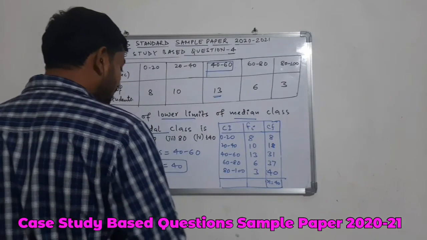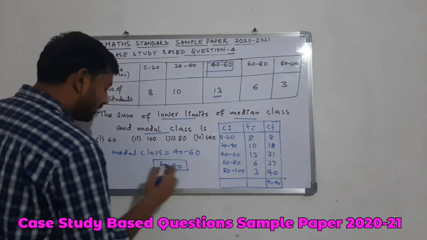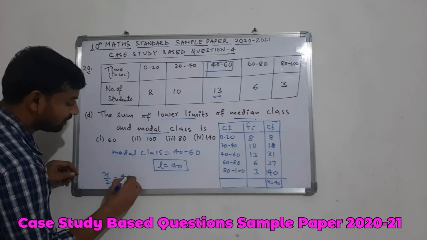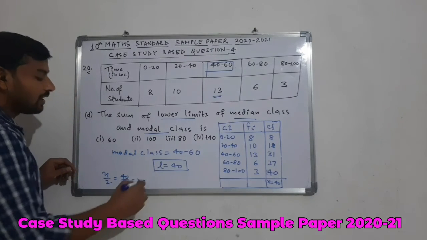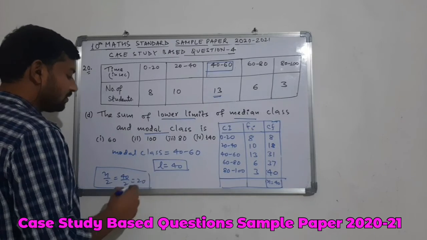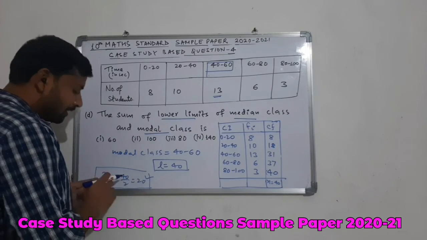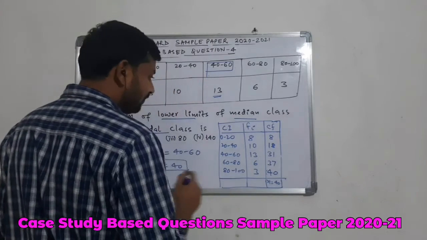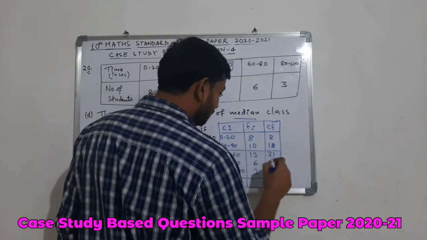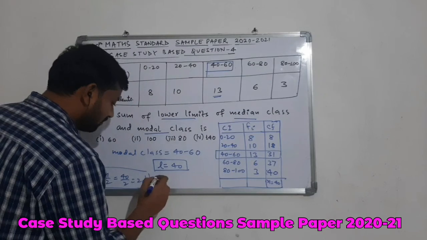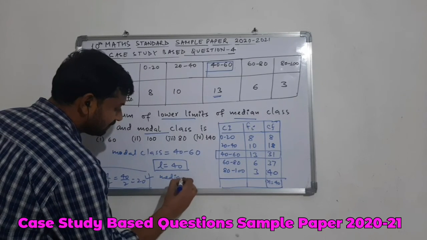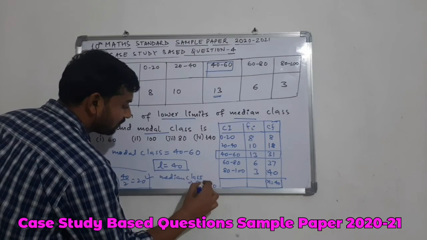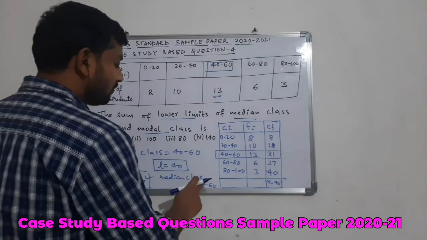Now to find out the median class, we need the value of n by 2. So n by 2 here is 40 by 2, 20. So the class which is having the cumulative frequency just greater than n by 2. If we see, there are 3 classes greater than 20, but just greater than 20 is only one, that is 40 to 60. So the median class is here. The median class is again 40 to 60. So the lower limit is again 40 here.